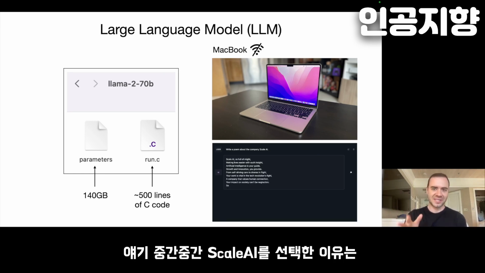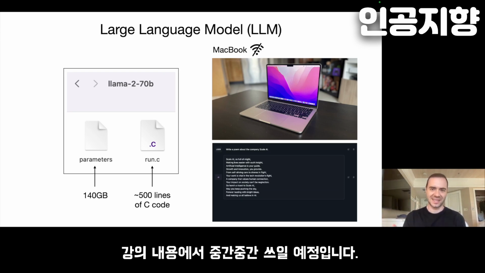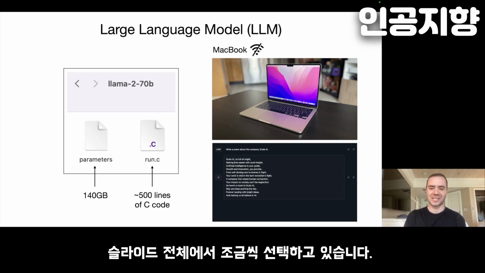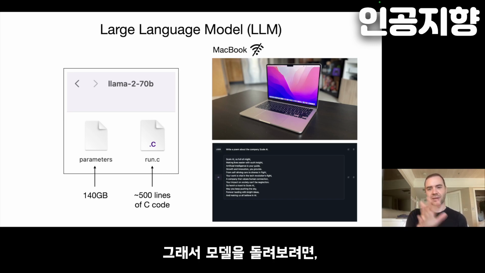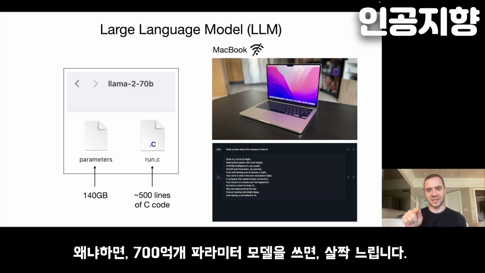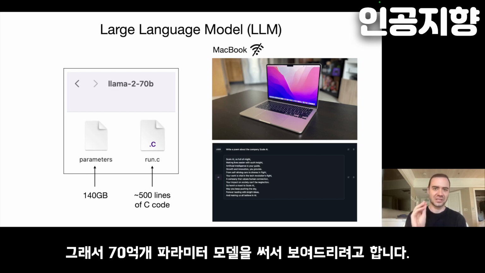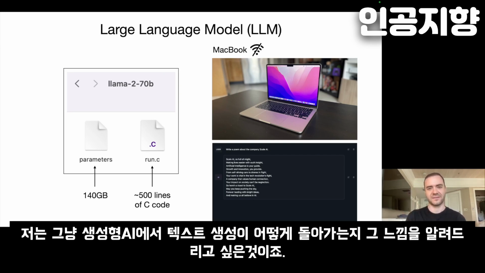Now, the reason that I'm picking on Scale AI here, and you're going to see that throughout the talk, is because the event that I originally presented this talk with was run by Scale AI. And so I'm picking on them throughout the slides a little bit, just in an effort to make it concrete. So this is how we can run the model. It just requires two files, just requires a MacBook. I'm slightly cheating here because this was not actually, in terms of the speed of this video here, running a 70 billion parameter model. It was only running a 7 billion parameter model. A 70B would be running about 10 times slower, but I wanted to give you an idea of just the text generation and what that looks like.